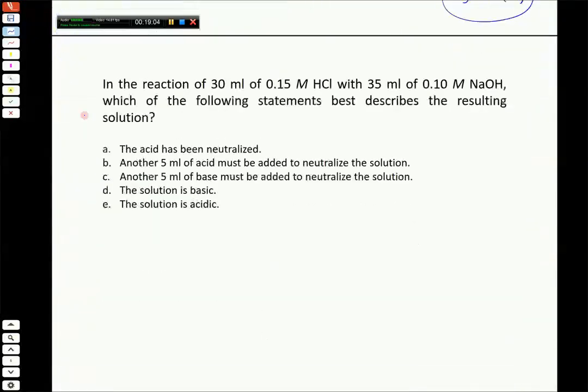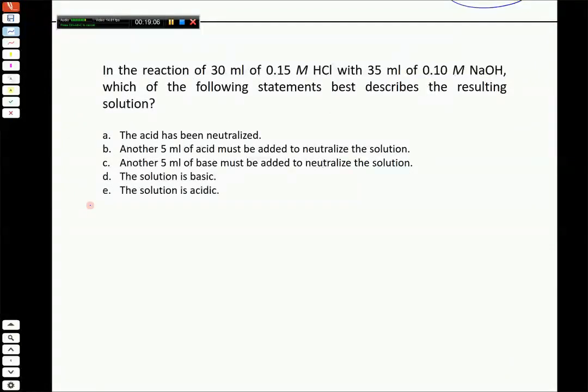Alright. The next question now moves on to the second type of aqueous reaction we talked about, which is acid-base reaction. So here we're mixing together 2 solutions, 30 milliliters of 0.15 molar HCl with 35 milliliters of 0.1 molar NaOH. And we want to know which of the following statements best describes the resulting solution. The acid has been neutralized, we need to add 5 milliliters of acid to neutralize, add 5 milliliters of base to neutralize, or choice D, the solution is basic, the solution is acidic.